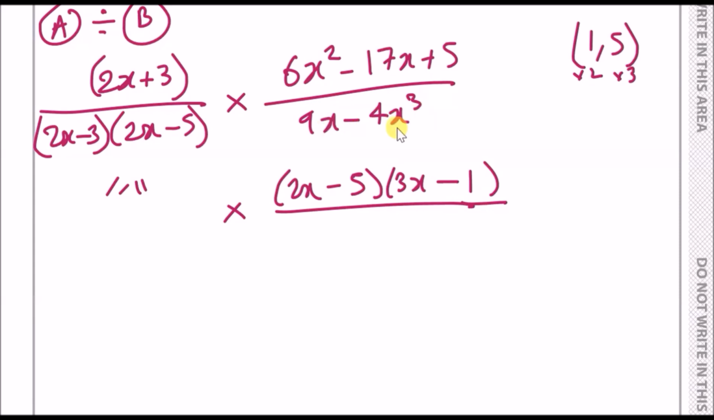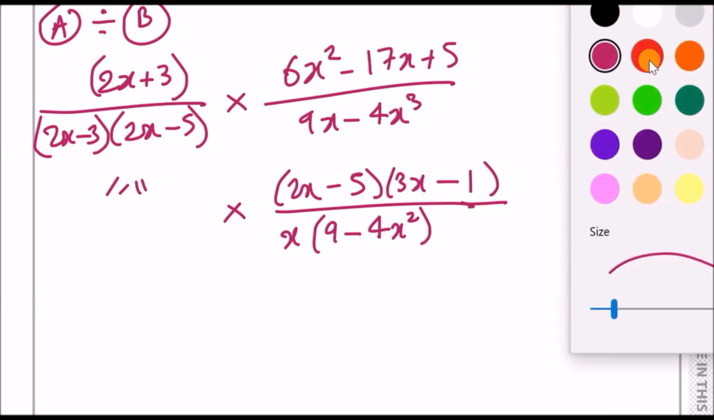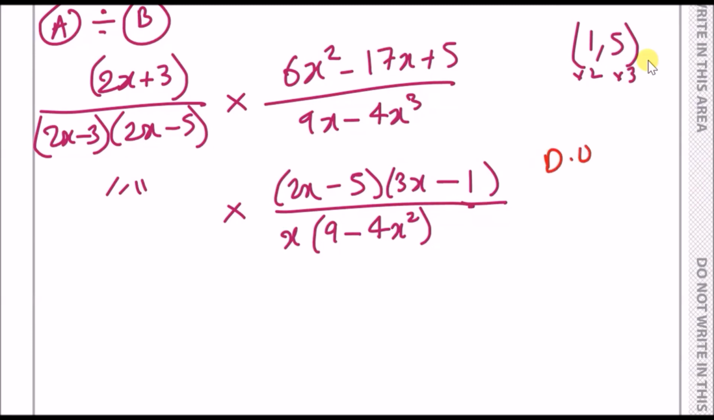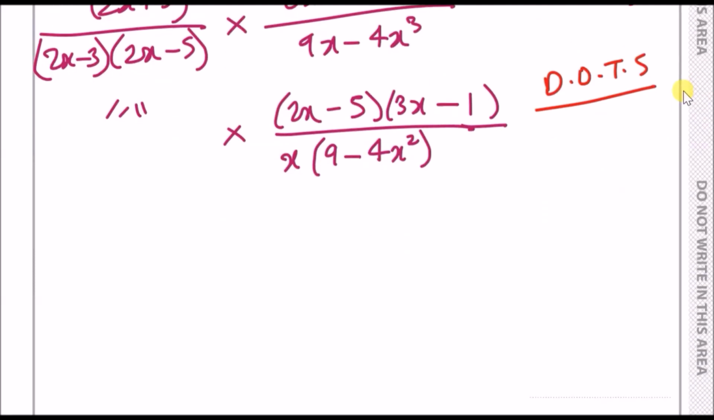Well, they both have an x in common, so let's pull out the x. So you can have x and then bracket 9 minus 4x squared. Now for this one, we have to instantly recognize that this is not the same as a quadratic. This is the difference of two squares. So this is literally part of the DOTS, D-O-T-S, dots. And that tells us that when you factorize this one, I'll just do it on the side.